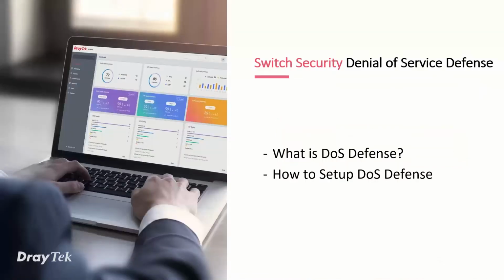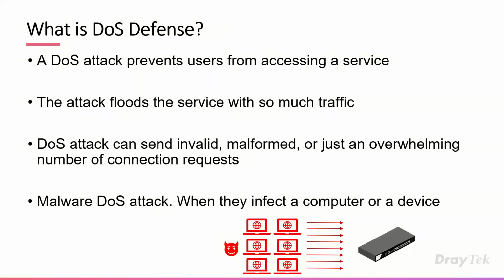So let's move to denial of service and what denial of service is and how we set up on a DrayTek switch. A DOS attack basically prevents users from accessing a service by overwhelming either its physical resource or network connection. The attack essentially floods the service with so much traffic or data that no one else can use it until the malicious flow has been handled.